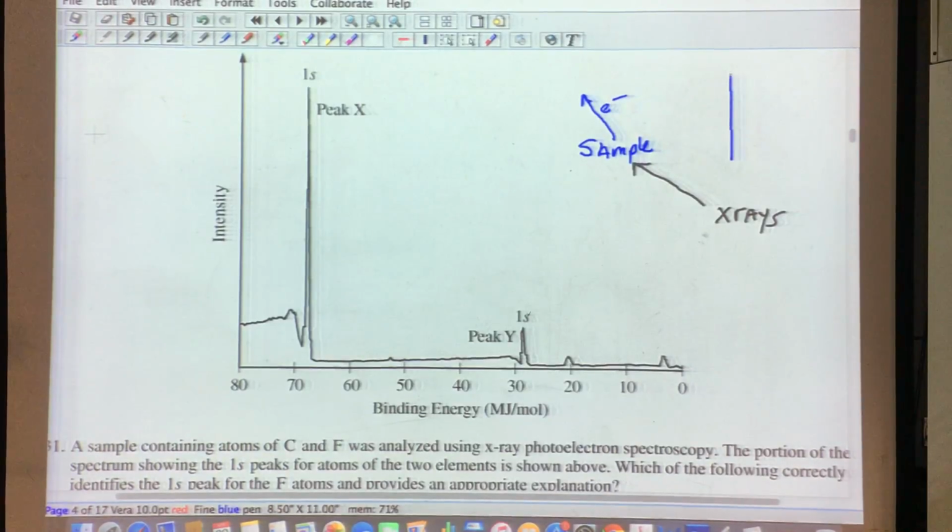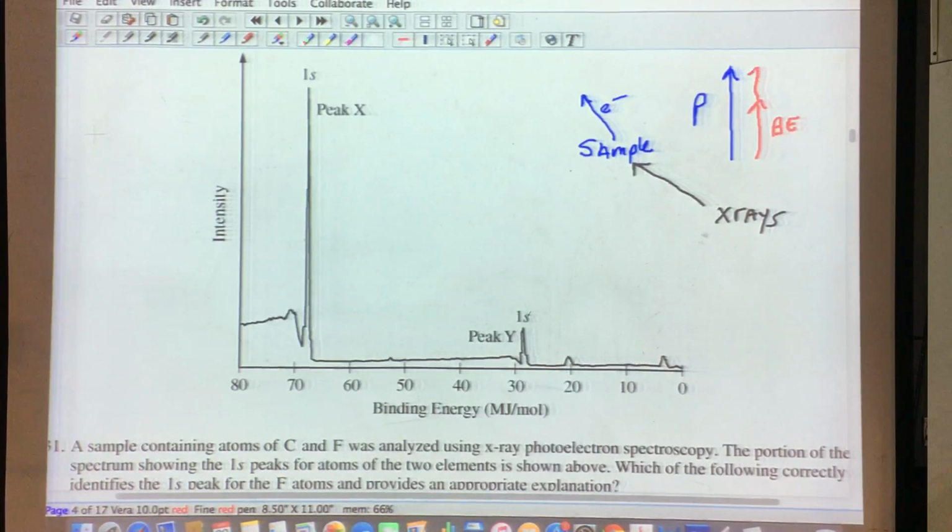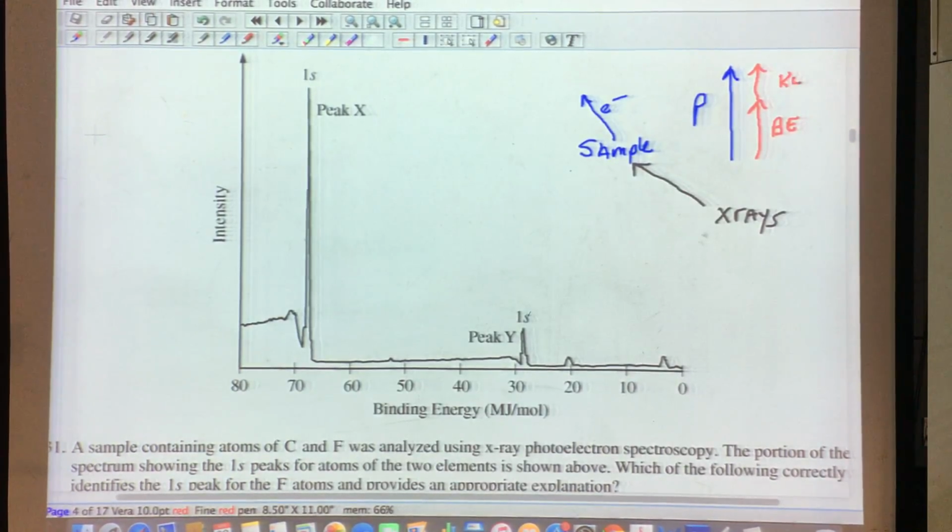Now you should know why they're emitted. If this is the energy of the photon, there are two parts. There's the binding energy that we overcome, and the rest of the energy goes to the kinetic energy of the ejected electron. So what we do is measure the kinetic energy in photoelectron emission spectroscopy. We measure how much, by how many.